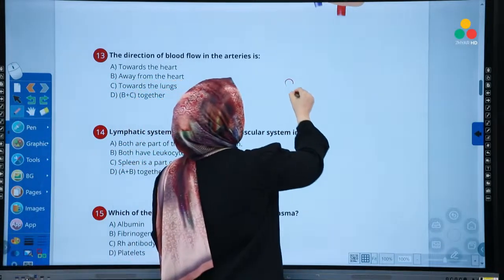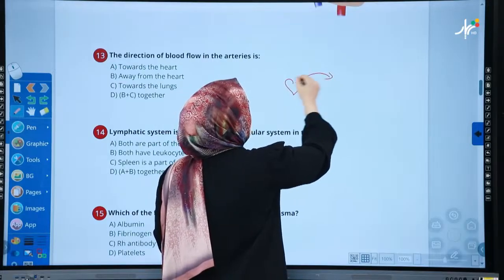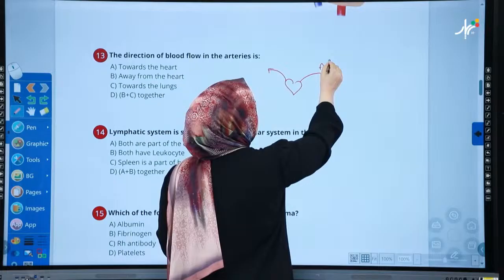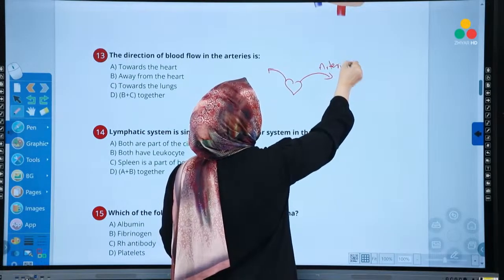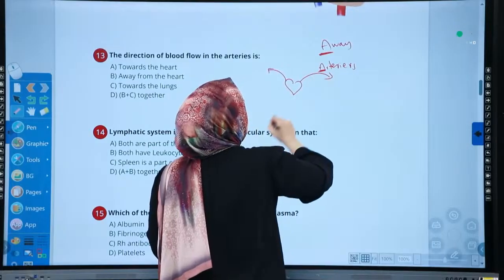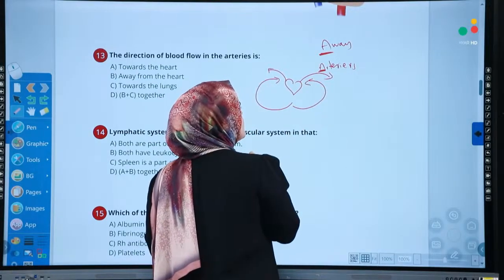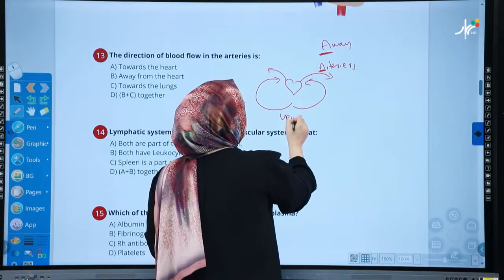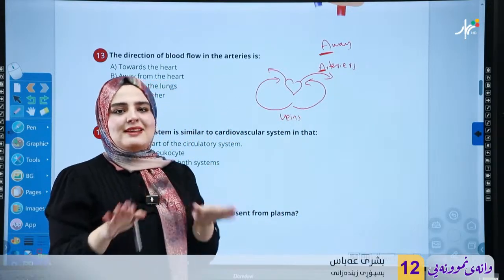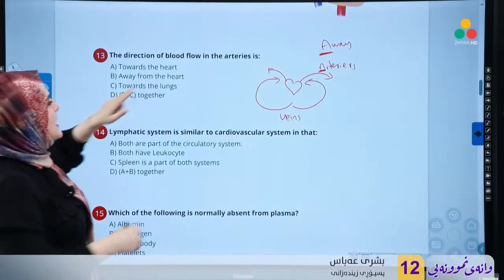Let's make a simple diagram. Let's think that this is the heart. The ones that are going away from the heart are actually arteries. Remember, arteries going away, A and A. And the ones that bring back or go towards the heart, they are veins. No matter what they have, oxygenated blood or deoxygenated blood, it doesn't matter. It just goes back.